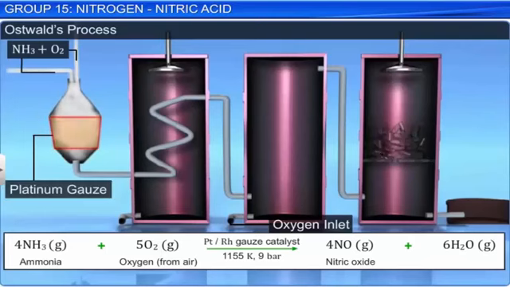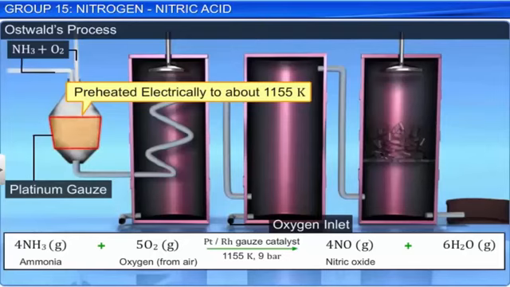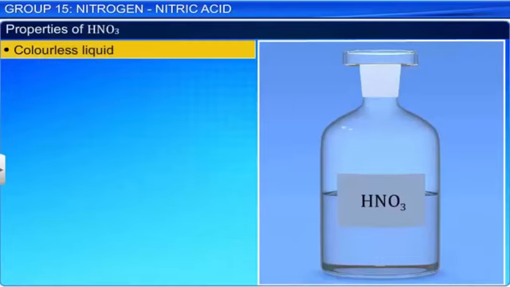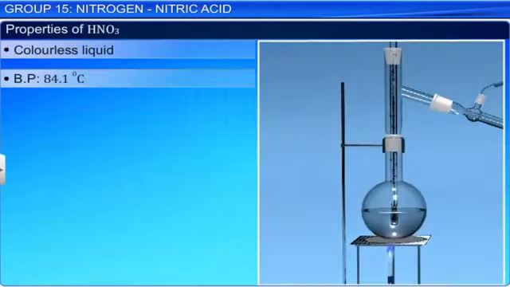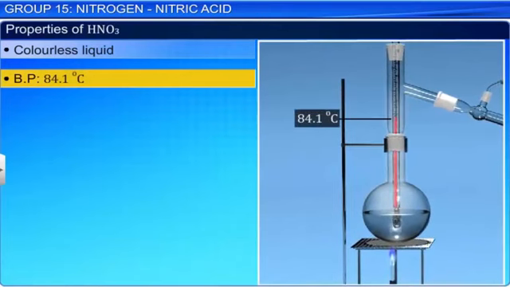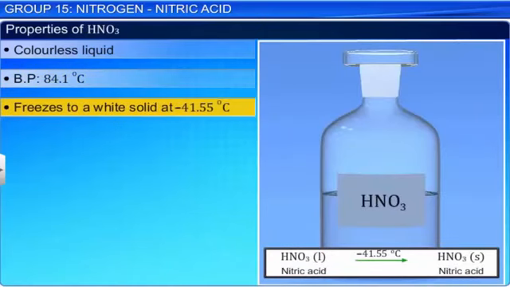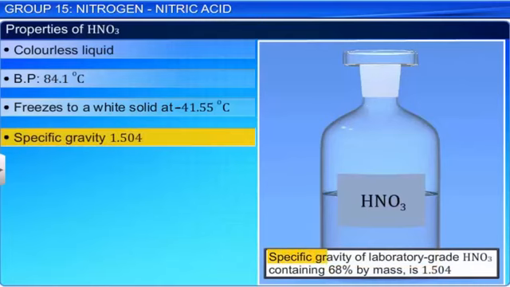The platinum gauze is preheated electrically to about 1155 Kelvin. It is a colorless liquid that boils at 84.1 degrees Celsius and freezes to a white solid at minus 41.55 degrees Celsius. Note that the specific gravity of laboratory-grade nitric acid, containing 68% by mass, is 1.504.